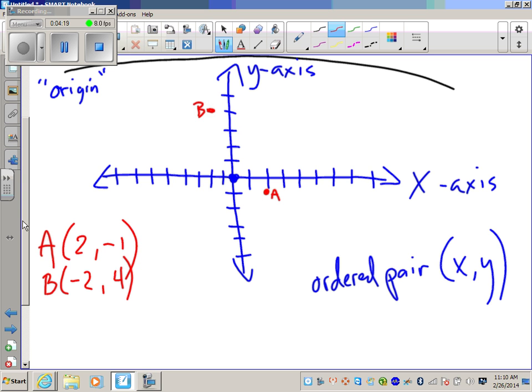Okay. C, let's go (0, -4). So 0 means where am I going to go on my x? Nowhere. I'm not going anywhere on my x-axis if my first value is 0. So from 0, I go 1, 2, 3, 4 down, and it goes right on the line. I label it as C.